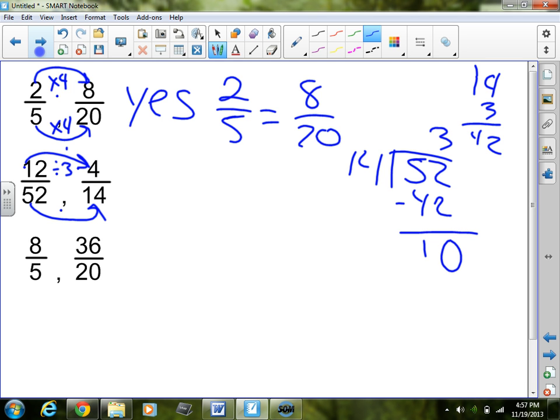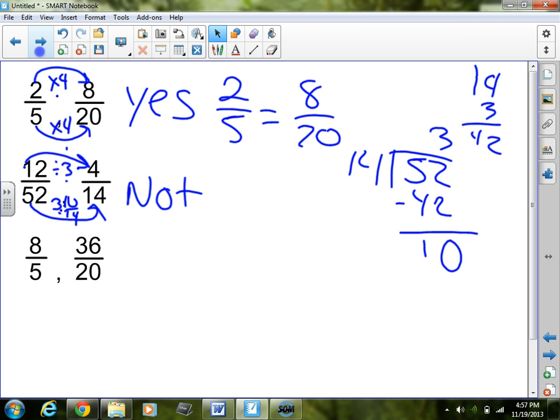Ugh, it doesn't divide evenly. I'd get 3 and 10/14, which would be really, really ugly. So while it's really close, it's not exact. It's 3 and something else. The actual answer would be 3 and 10/14, and that doesn't work. This and this are not the same thing. So this one is not a proportion, or we would say no, it does not form a proportion.